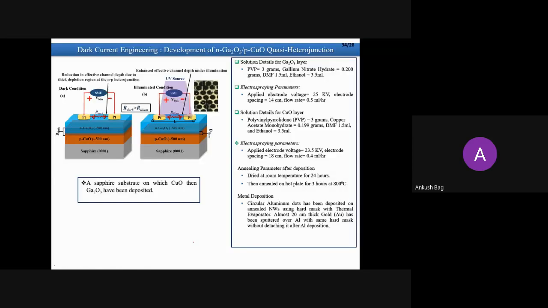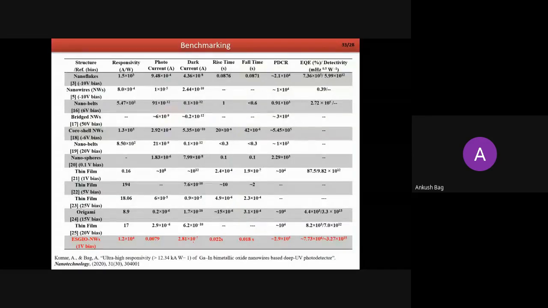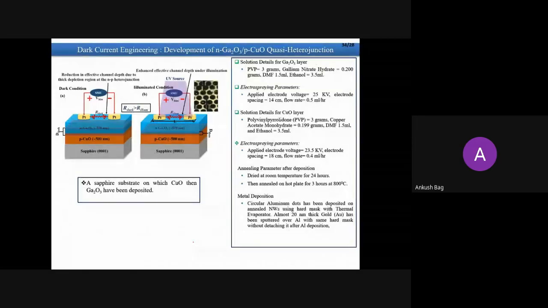So in the next work, we have now tried to decrease this dark current. This is, I would say, a very new, novel technique using which we could engineer or reduce this dark current. Essentially, what we have done is we have borrowed the concept of the solar cell.